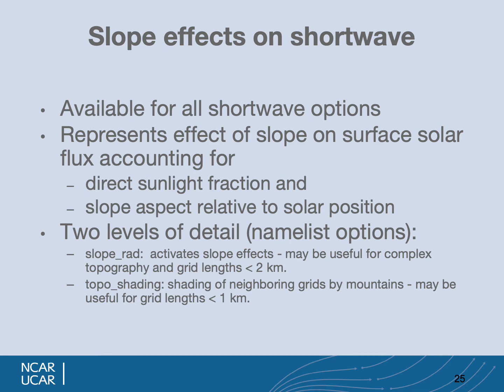There are two levels of detail. The first one is slope rad, which activates the slope effects, and is the direct change of radiation relative to the solar angle and the slope aspect. The second level of detail, which is probably for much higher resolution, is topo shading, where actually neighboring grid cells can be shaded by mountains.